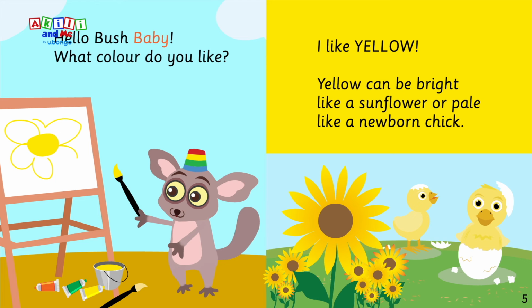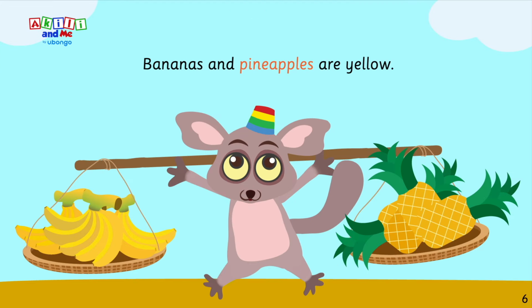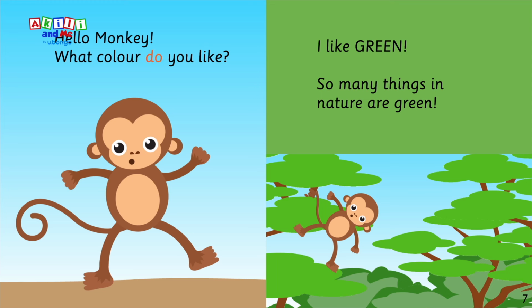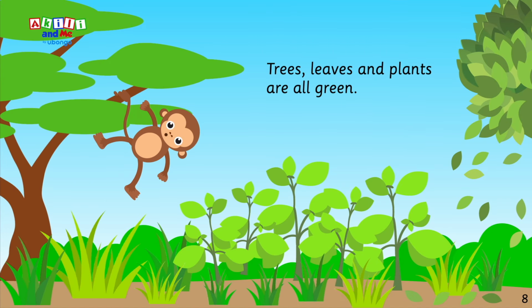Hello, Bush Baby. What color do you like? I like yellow. Yellow can be bright like a sunflower or pale like a newborn chick. Bananas and pineapples are yellow. Hello, Monkey. What color do you like? I like green. So many things in nature are green. Trees, leaves, and plants are all green.